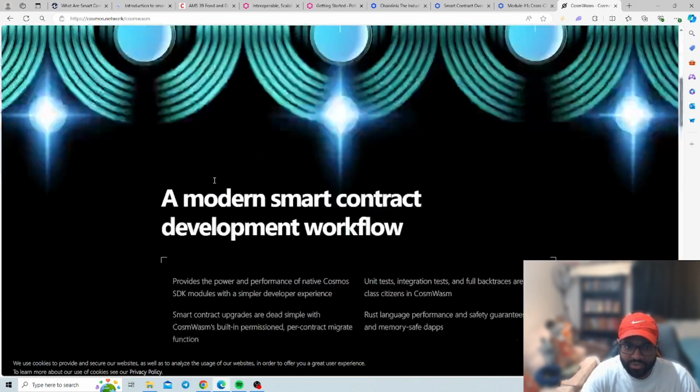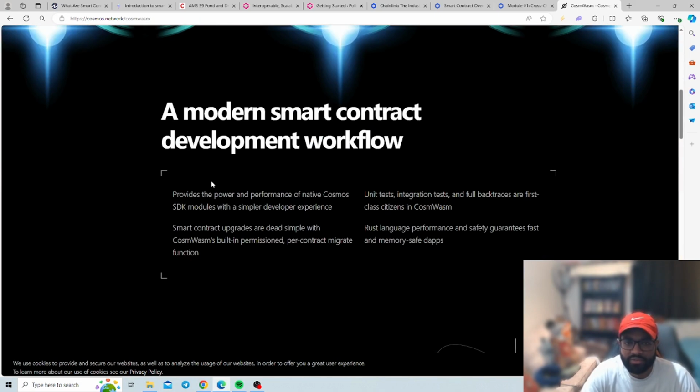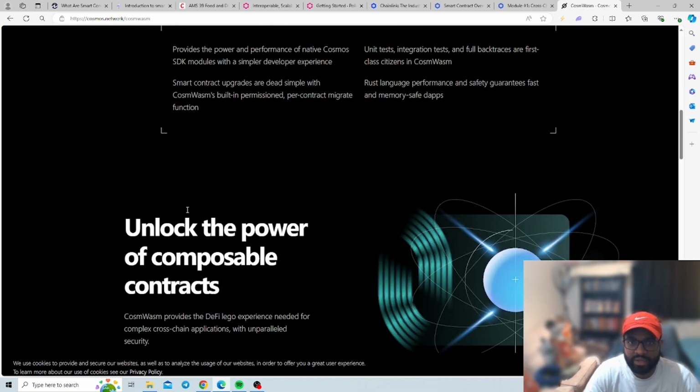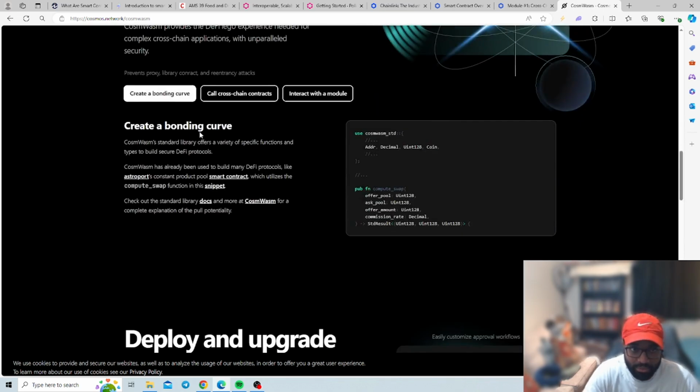Smart contracts. A modern smart contract developer workflow provides the power and performance of native Cosmos SDK modules with a simpler developer experience. Unit tests, integration tests, and full backtraces are first-class citizens in CosmWasm. Smart contract upgrades are dead simple with CosmWasm's built-in permission-per-contract migrate function. So it shows this, you create a bonding curve.